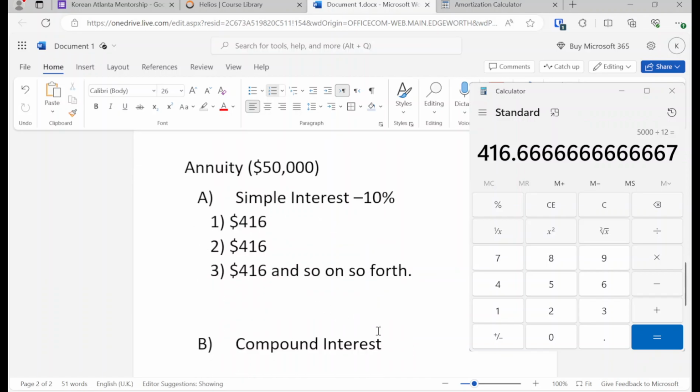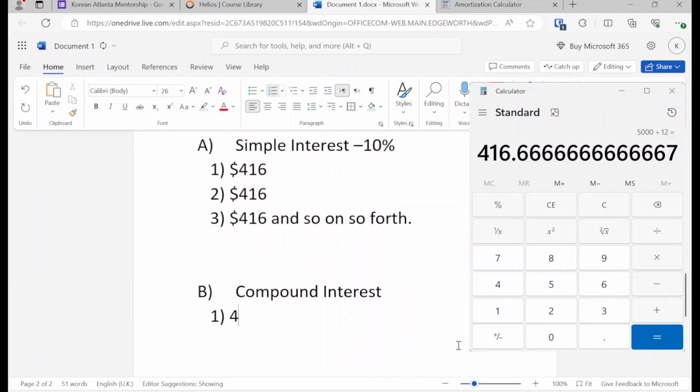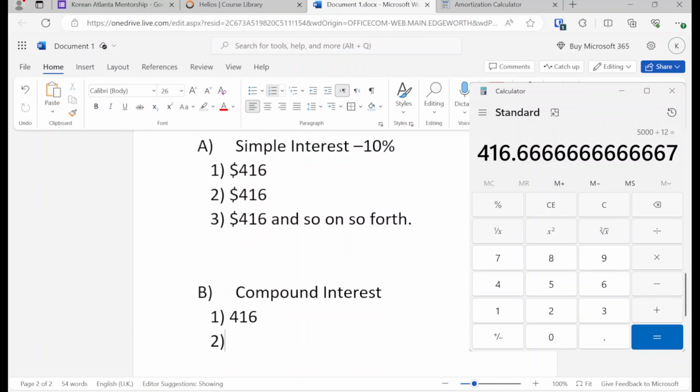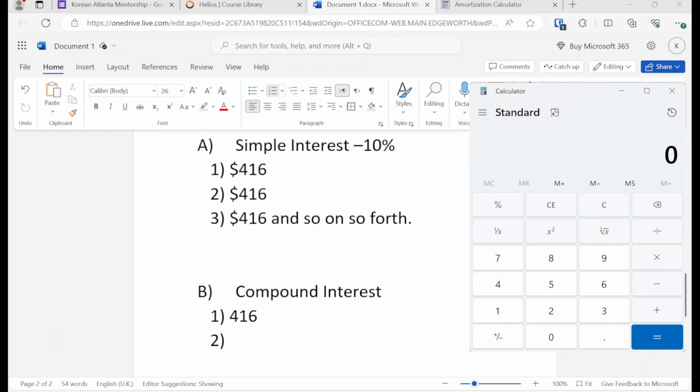And then compound interest means that, let's say in month one you get $416 of interest, right? Month two, it's going to be based on $50,000 plus $416, right? That's all compound interest means, okay? So let's just do a quick calculation on that. Give me one second to calculate that.